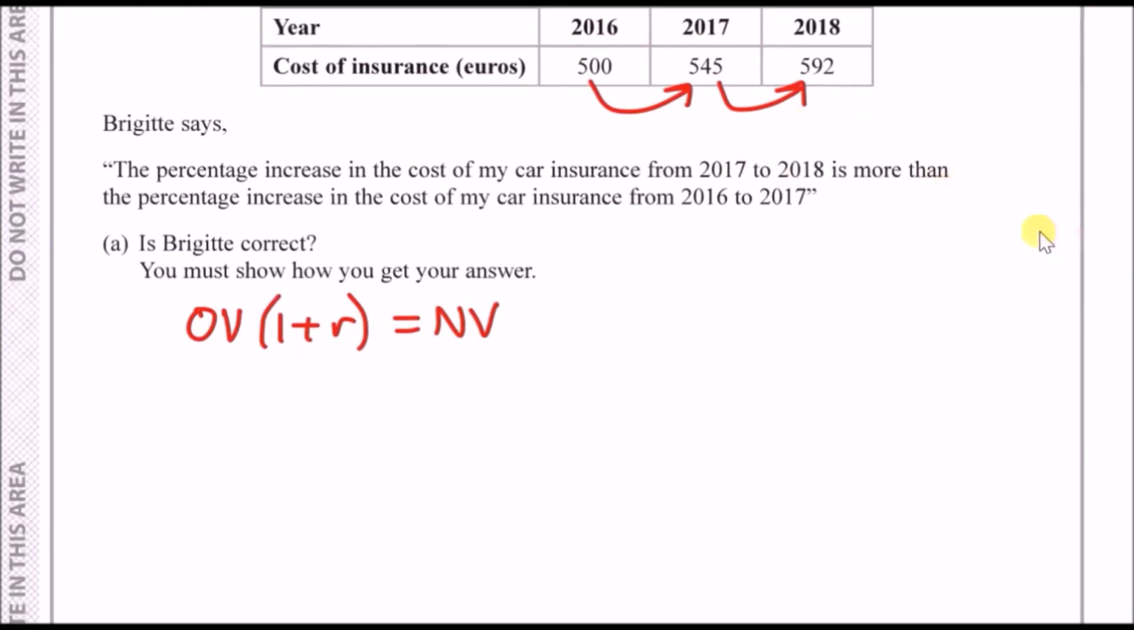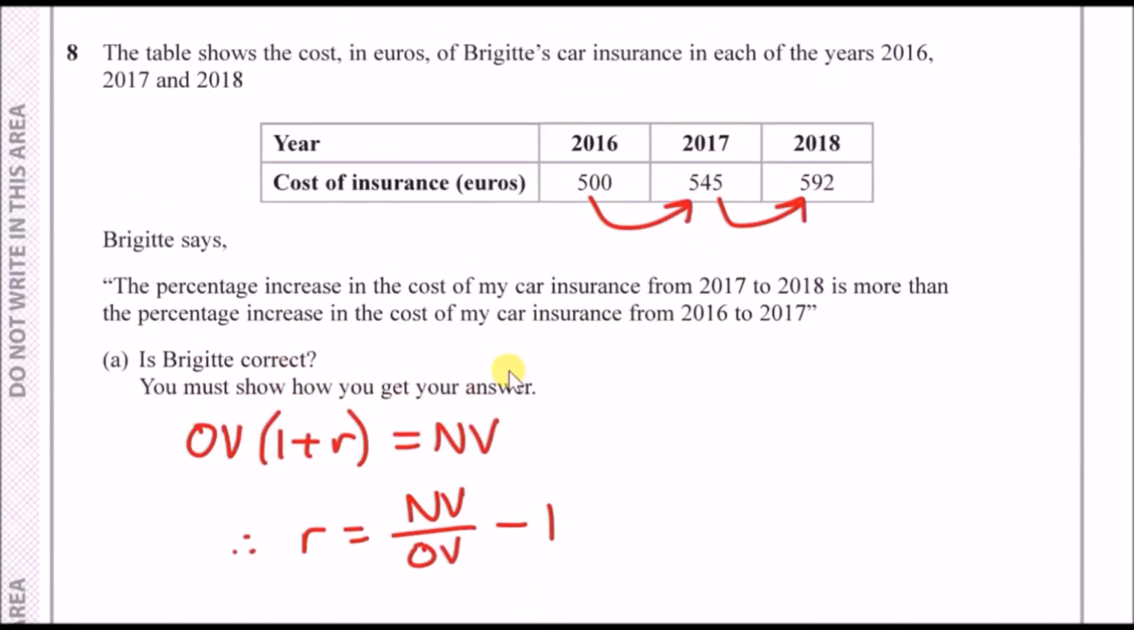So before I calculate this, let's go ahead and make r the subject, guys, and then we just pop in the values. So first things first, divide OV across, and then minus by 1. You should get a rate of NV over OV minus 1. And essentially, when you put this in, you'll get a decimal answer. So let's do 2016-17 first, yeah?